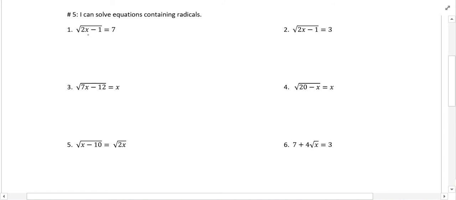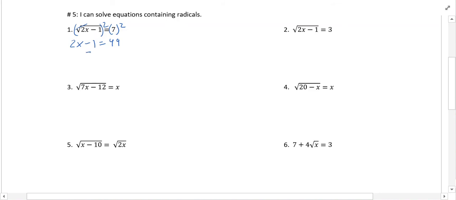All right, so remember, we have to do our inverse operation. So we have the square root of 2x minus 1 equals 7. So the opposite of square rooting something is squaring it. So to get rid of this radical here, we want to square both sides. And when we square it, it's only going to get rid of the radical. It's not going to do anything to what's underneath the radical. So on the left, I get 2x minus 1. And on the right, 7 squared is going to give me 49.